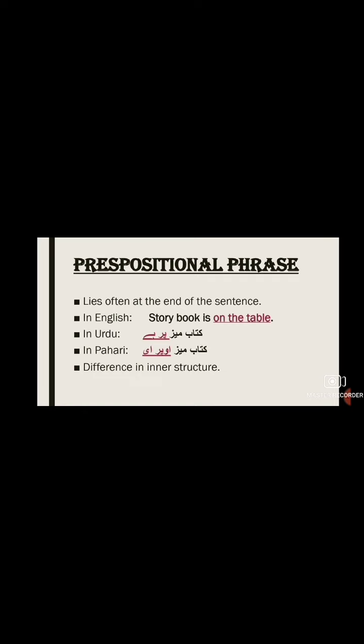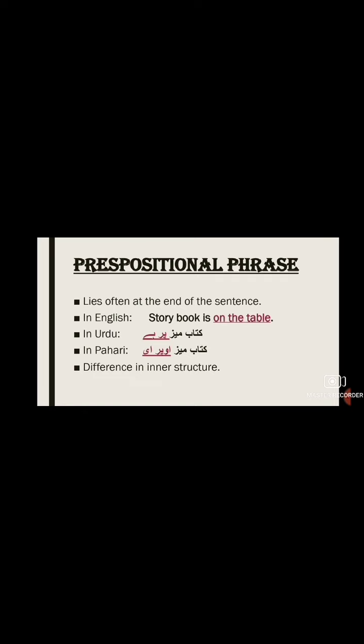Next is prepositional phrase. Prepositional phrases contain prepositions followed by a noun phrase. Position of prepositional phrase in sentence of English language is often at the end. For example, the book is on the table, or story book is on the table. So here on the table is a prepositional phrase which lies at the end of the sentence, and in the phrase after preposition on there is noun phrase.